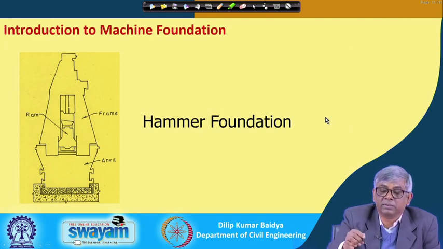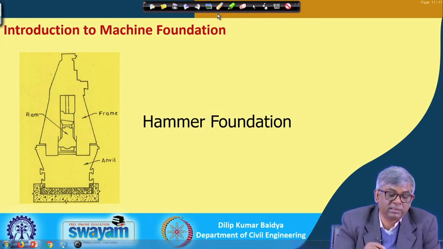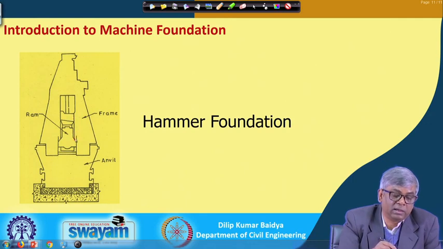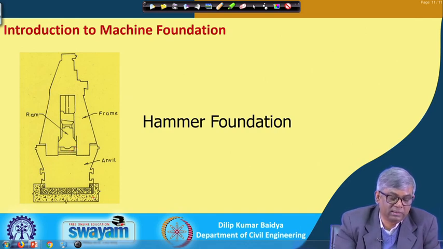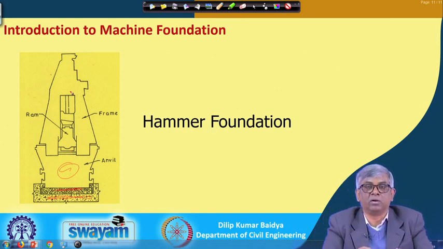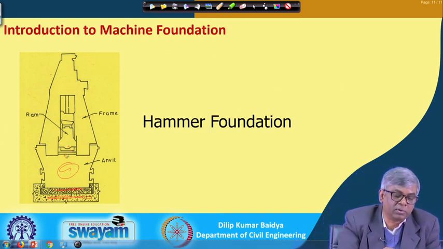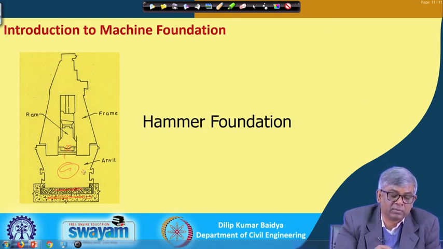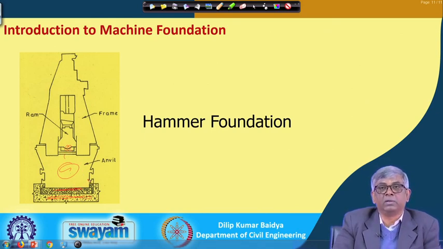And this is actually a typical hammer foundation. You can see here there will be an arrangement, and this is the frame, and this is the anvil. By lifting this, the load will be falling on this anvil. You can see this will be the main foundation, then an elastic pad, then there will be the anvil, and then there will be this arrangement through which the load will be lifted and allowed to fall, and the impact will be produced on this anvil only.